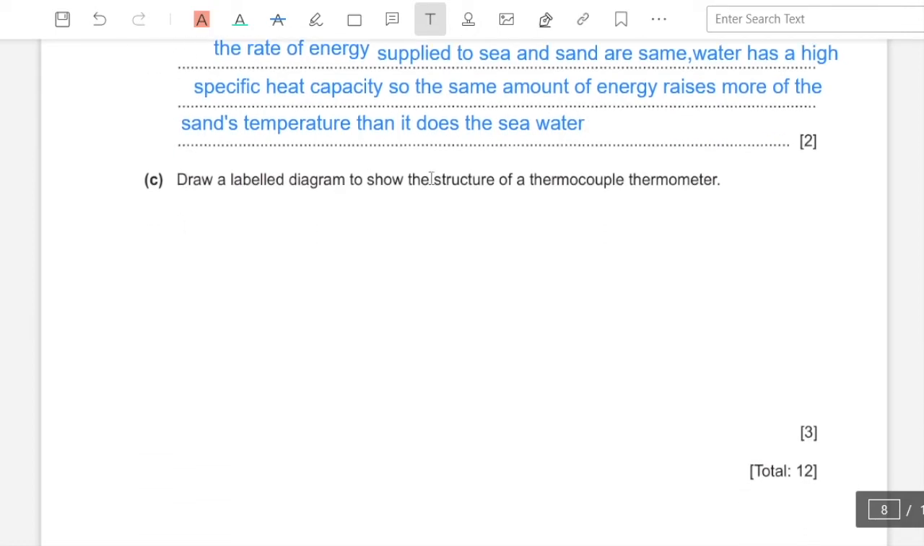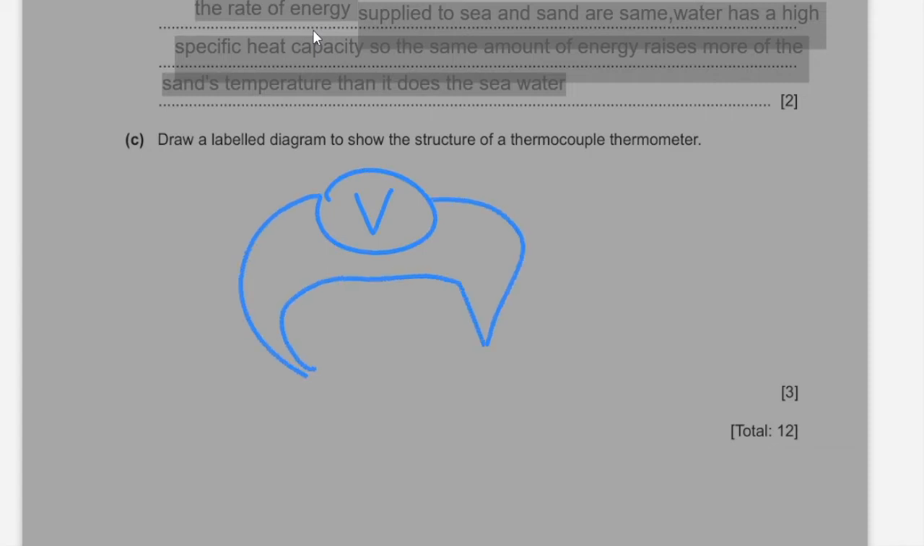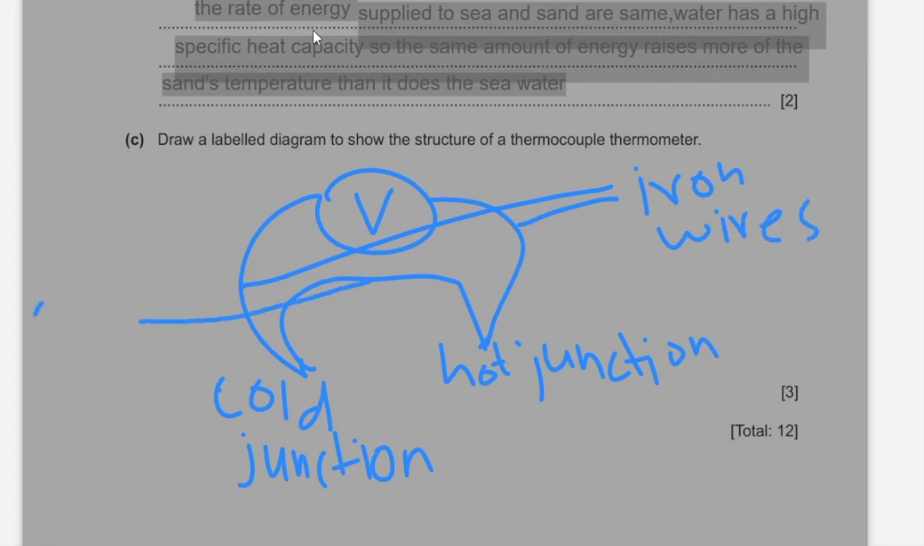C. Draw a labeled diagram to show the structure of a thermocouple thermometer. Right. So we have a voltmeter connected via two wires to two junctions. One of them is a cold junction. The other one is a hot junction. So the upper wires over here are iron wires. And this one over here is a copper wire.